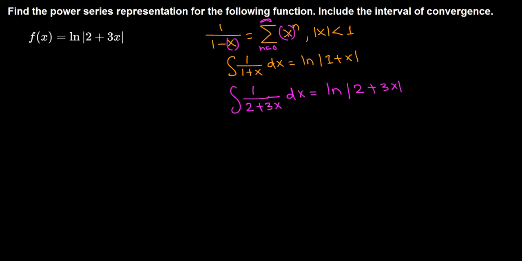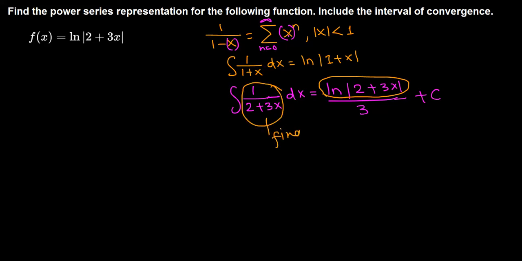If we were differentiating, we would multiply by 3. In this case we divide by 3, plus some constant c. So to find the power series of natural log of 2 plus 3x, we need to find the power series for this, and integrate.